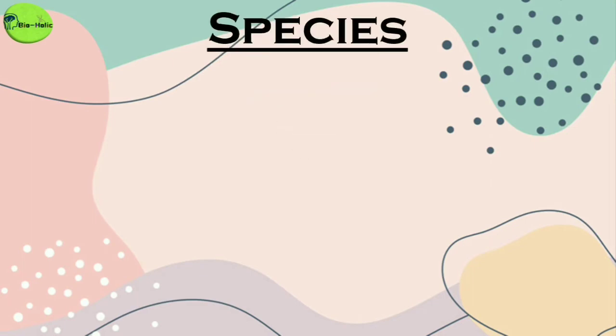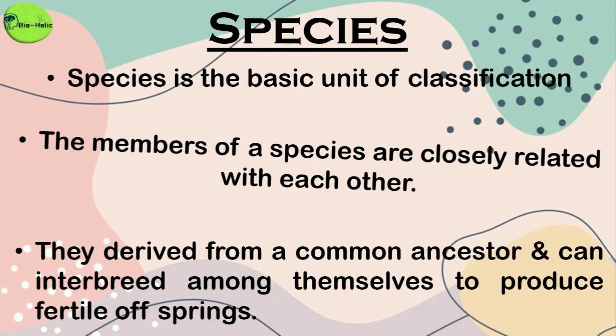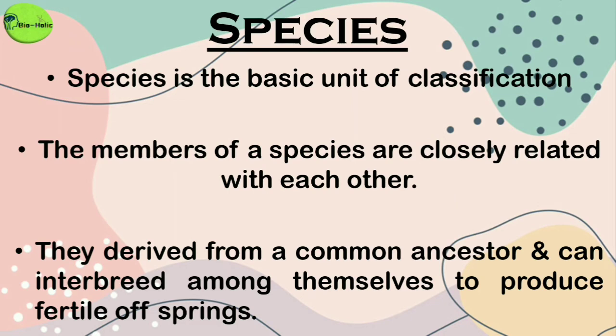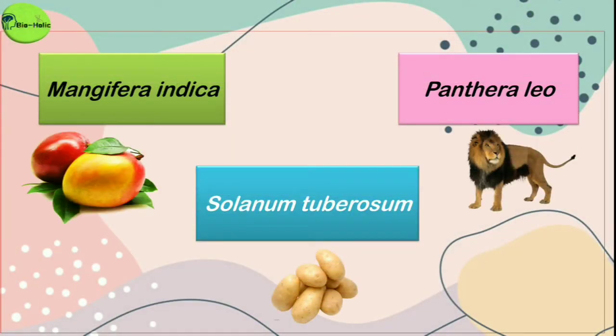So in taxonomic hierarchy, the taxonomic groups, which are also known as taxa, are arranged in a definite order from higher to lower categories, in which species serves as the basic and lowest category. So the species is the basic unit of classification, and the members of a species are closely related to each other, derive from a common ancestor, and can interbreed among themselves to produce fertile offspring. Now let's take some examples.